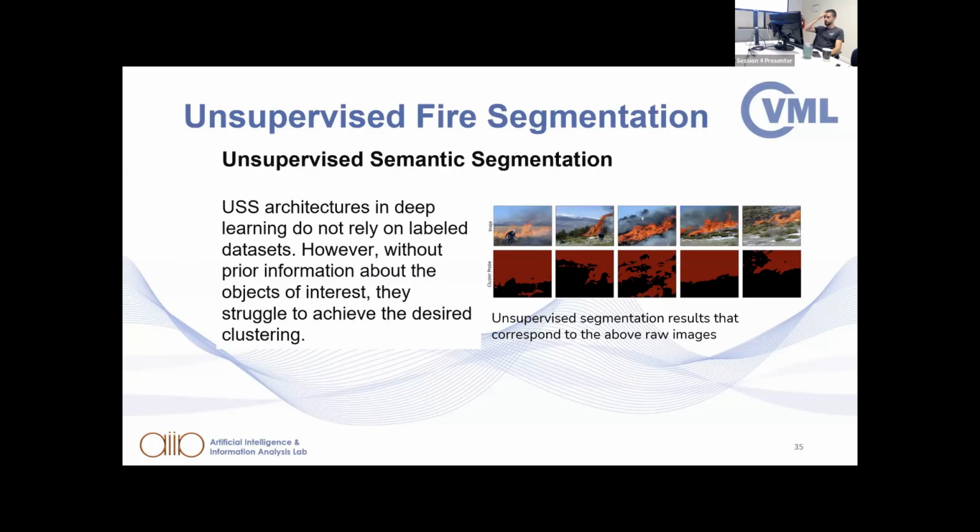Unsupervised segmentation methods actually do exist and don't rely on labeled datasets. However, without any prior information about the objects of interest, they often struggle to achieve the desired clustering and accurate segmentation. They are not able to understand that they want to detect fire, for example. To address this limitation of unsupervised methods and the challenge of the massive annotation, our research explores prompted fire segmentation.